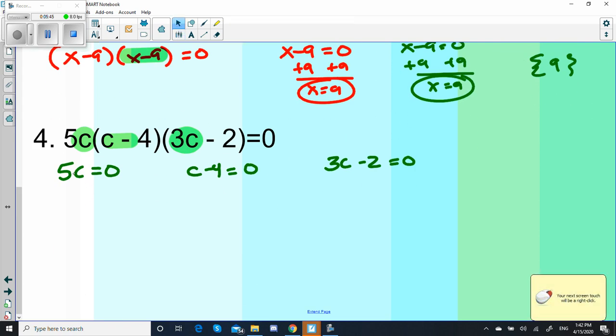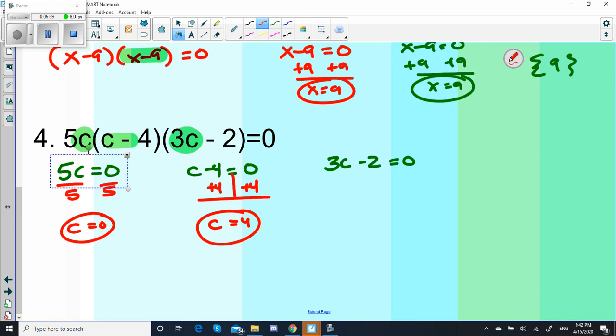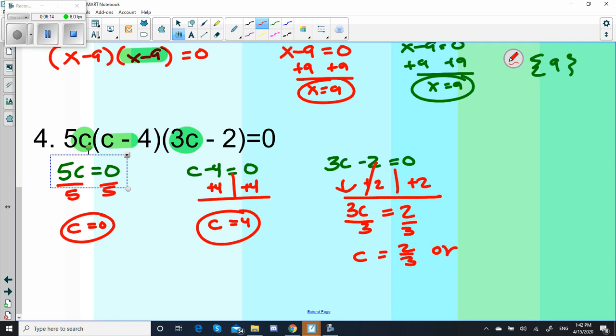So on this first one, if I want to get rid of the 5, I divide both sides by 5. So my first solution is 0. On the second one, I'm going to add 4 to both sides. And on the last one, I'm going to add 2 to both sides. Pull the 3C down and divide by 3. So I can leave that as 2/3, or I could type that in as 2 divided by 3, and that would give me 0.6 repeating. I like the fraction better. So my solution set would be 0, 2/3, and 4.